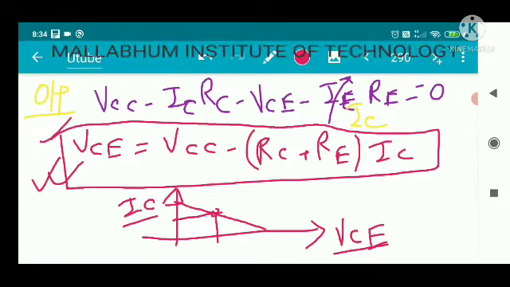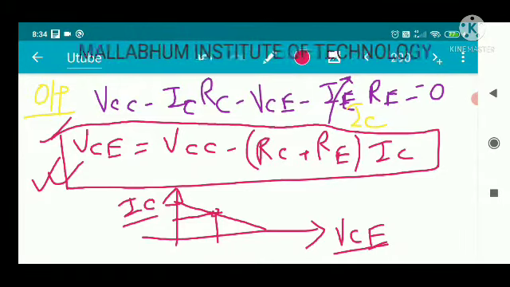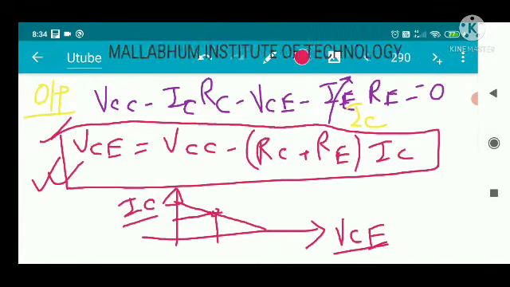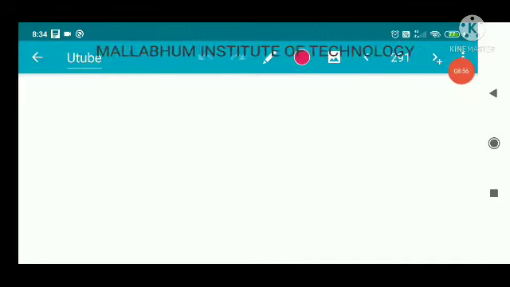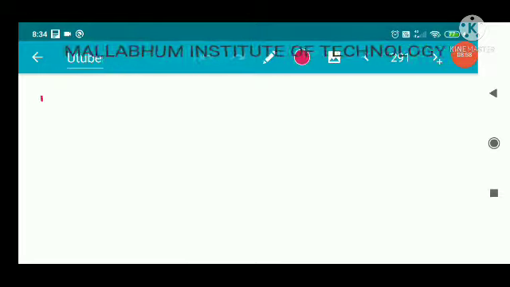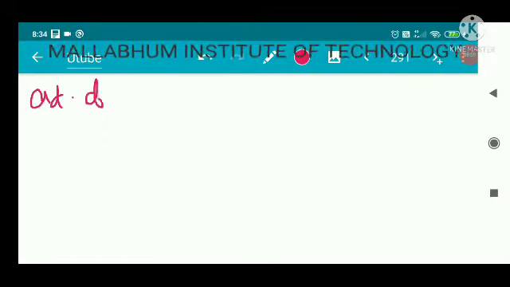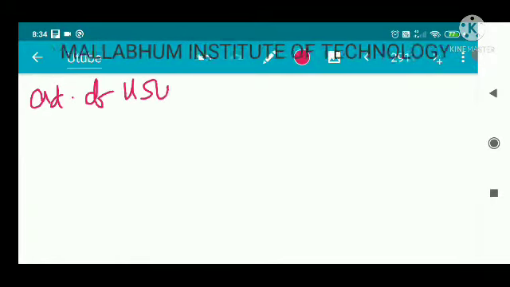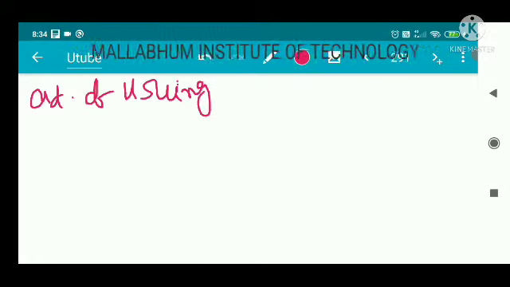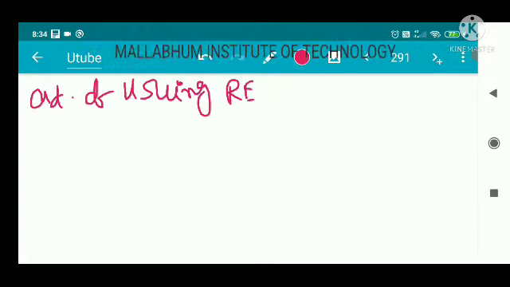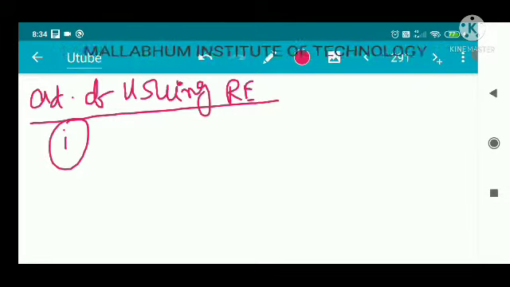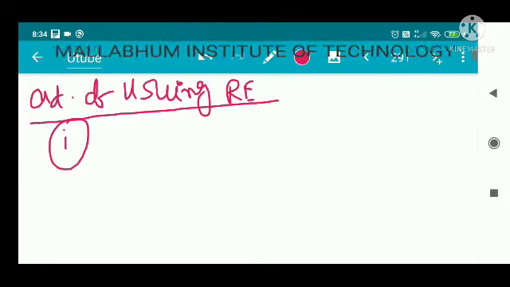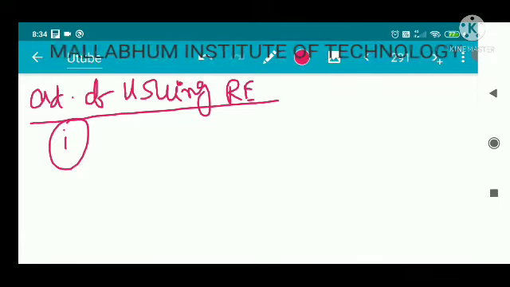Okay, now the advantage of using RE. So what is the advantage of using the RE? Next, the advantage of using RE is that, so I am just writing the advantage of using RE. What is the advantage of using RE? The first advantage is that, suppose, as I said in the biasing configuration, your IC will be fixed and the VC will be fixed.